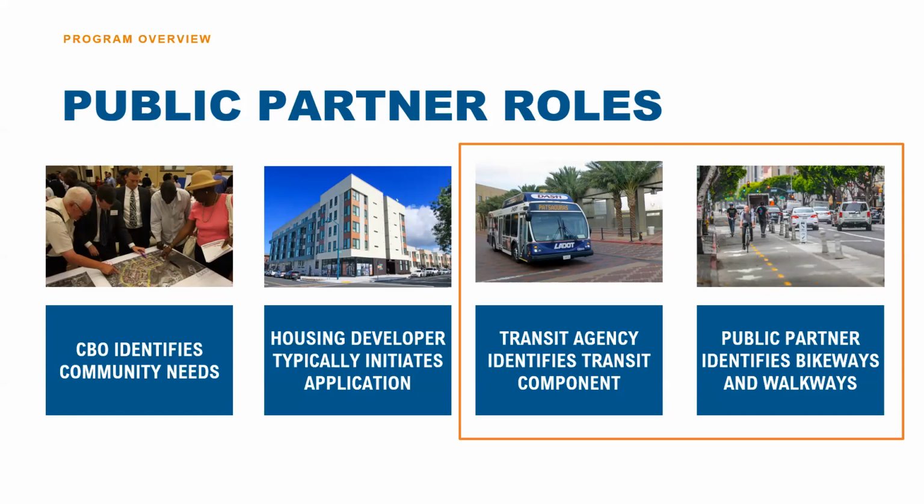Typically, the housing developer drives the application, while a community-based organization, or CBO, helps identify community needs. Public partners also help in two different ways. First, localities help identify the bicycle and pedestrian scope on an ASIC application. Second, transit partners identify the transit component as part of the GHG scoring section on the application. Obviously, public partners are also involved in identifying community needs, but I want to focus on the bike, ped, and transit scope in this webinar.